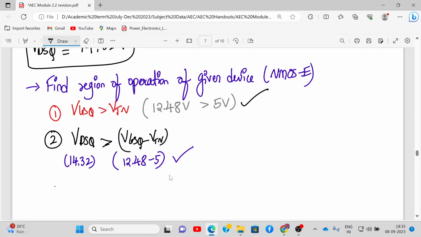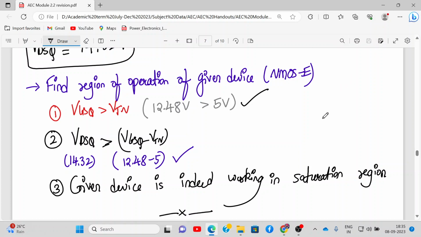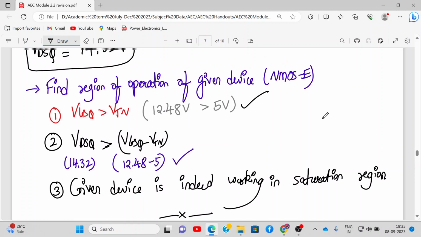The given device is indeed working in saturation region. So yeah, that's it. This is what we were supposed to cover till today. We have completed module number 2.2, all the topics in it.